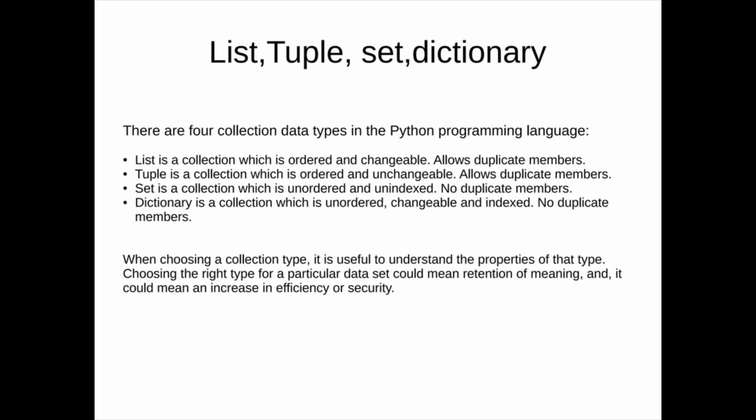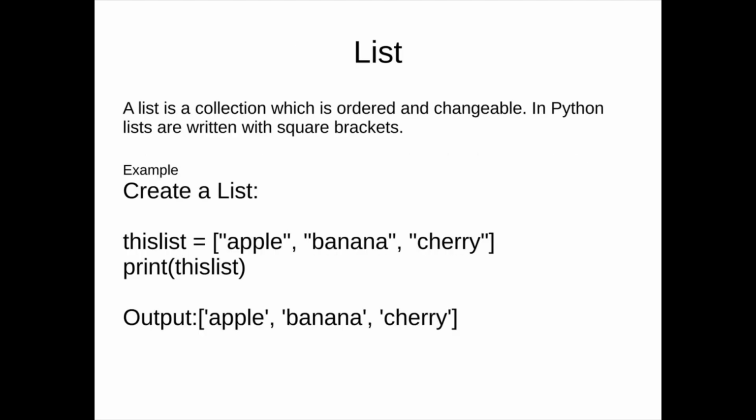When choosing a collection type, it is useful to understand the properties of that type. For a particular data set, the right choice could mean an increase in efficiency or security. List is ordered and changeable, that is, it is mutable, whenever we can change any data during runtime in the program.